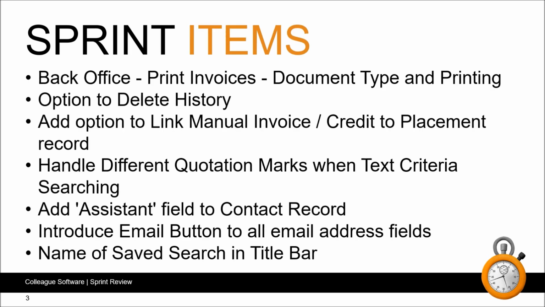Looking at the high-level items and to explain further, in this sprint we've worked on the print invoices function, giving it a document type option and print immediately setting to send documents to your default printer. We've added the option to delete history based on a user group permission and a flag to allow deletion against specific history codes. We've added the option to link a manual invoice or manual credits to a placement record.